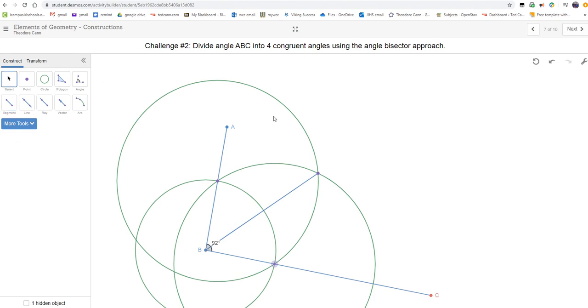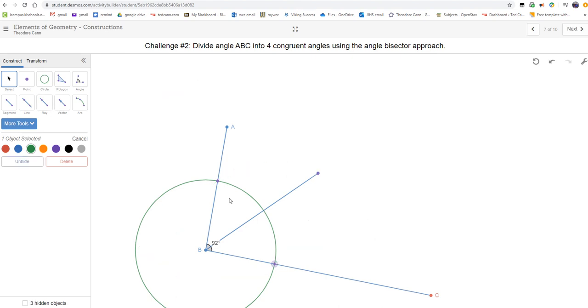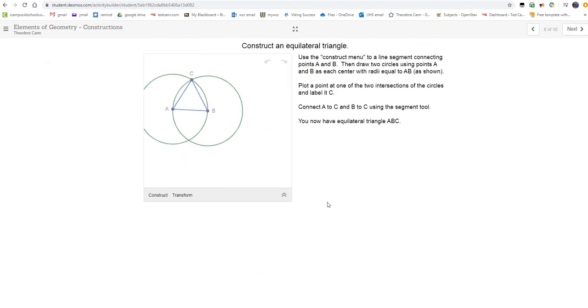Now, suggestion, you may want to start hiding some stuff just because it's going to get messy, because what you now want to do is bisect this angle and also bisect this angle. That'll get you your 4 congruent angles. All right, so I'll leave you with that one on this slide.